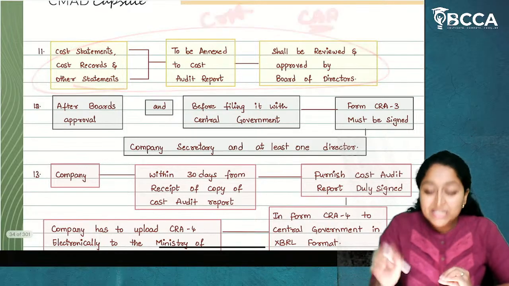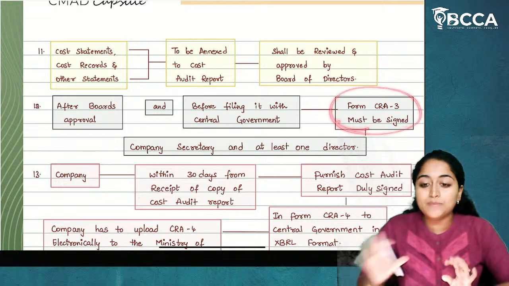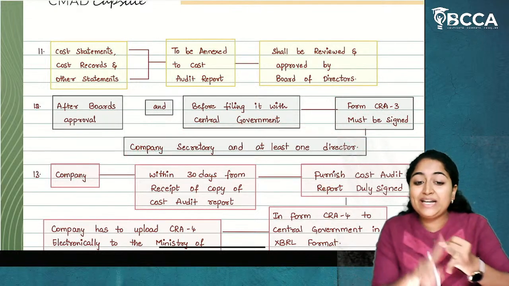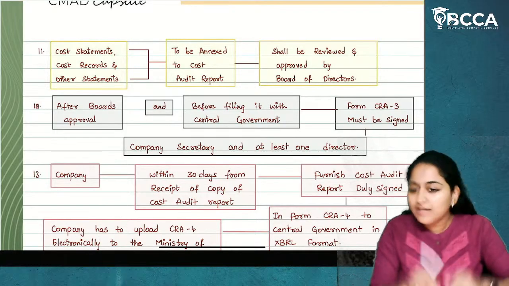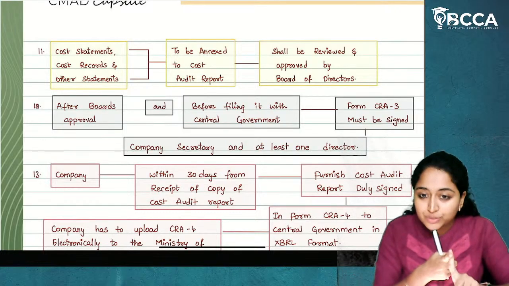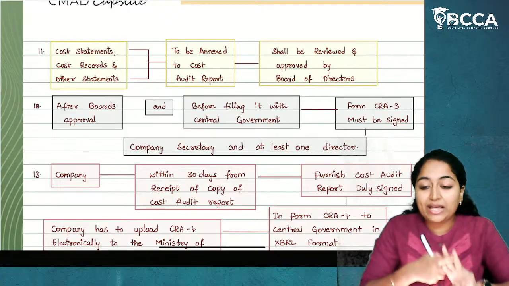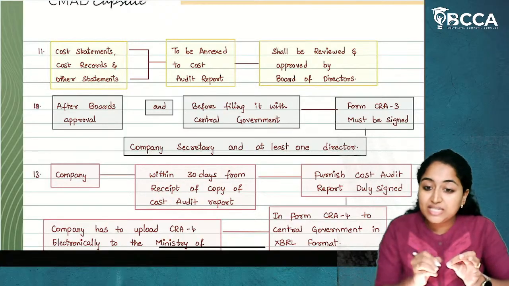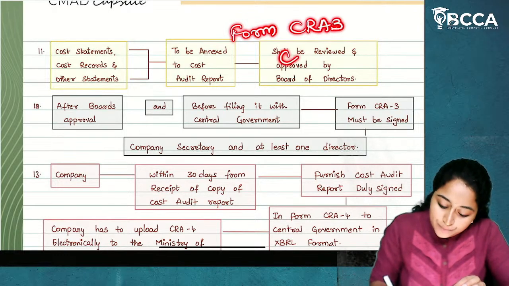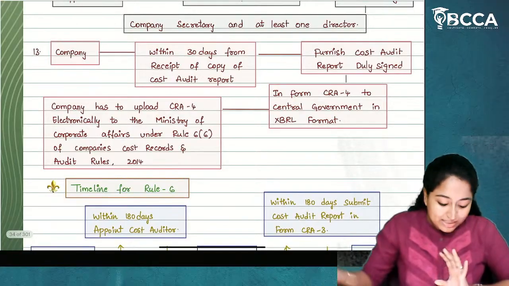Yes or no? This cost audit report, before filing it with the central government in form CRA3, must be signed by the company secretary and at least one director. The cost auditor will anyway sign it because he is preparing the cost audit report. The company secretary will sign and at least one director will sign. After the signatures are done in form CRA3, which is called the cost audit report, in form CRA4 they will file it with the central government.